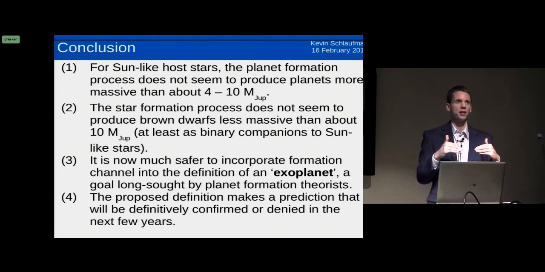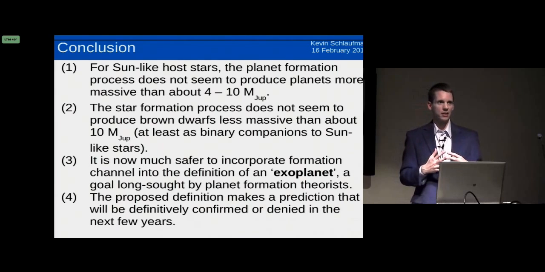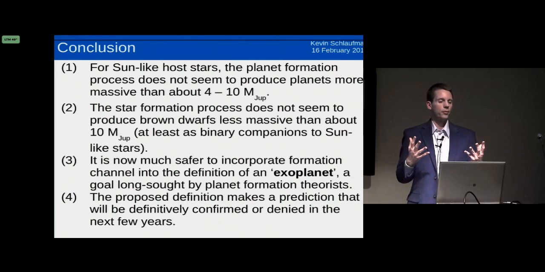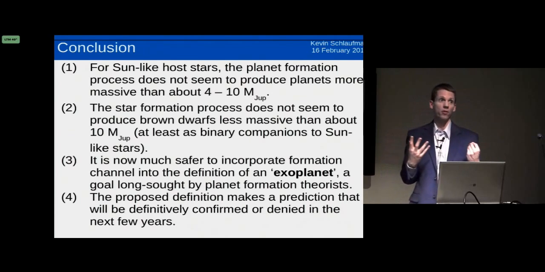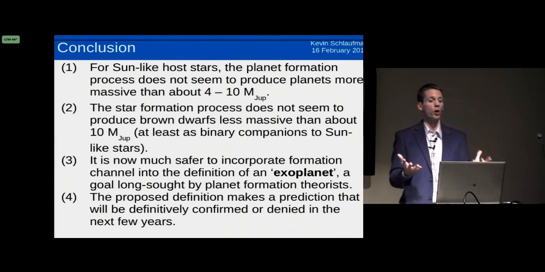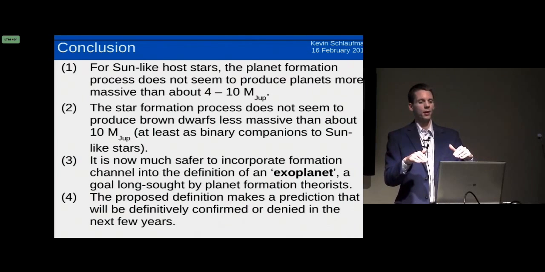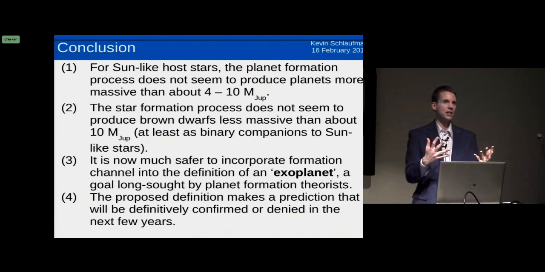So the things that I presented, I admit, are limited to things in orbit around stars like the Sun. But in some ways, based on our own experience in the solar system, being in orbit around another star seems to be some necessary requirement for planethood. But that's something I'm agnostic to. Ultimately, my interest was trying to understand the planet formation process and having potentially this new fact that whatever the planet formation process is in detail, it doesn't seem to make things more massive than about 4 to 10 Jupiter masses.